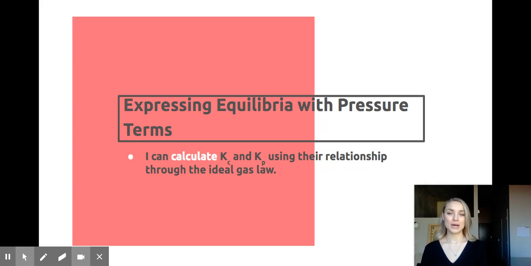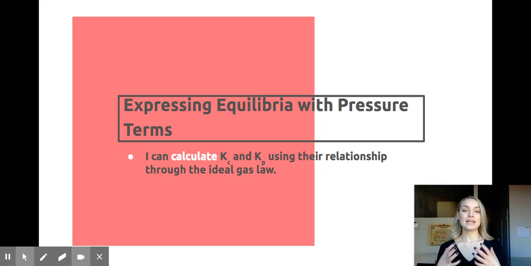Today we're going to be talking about how we can express equilibria in terms of pressure. And so our learning objective is I can calculate the equilibrium constant with respect to concentration and the equilibrium constant with respect to pressure using their relationship through the ideal gas law.